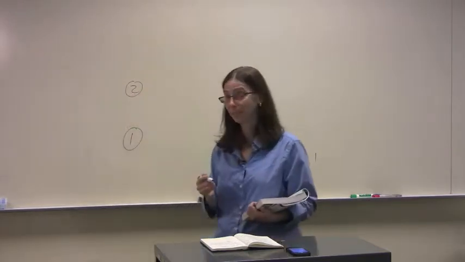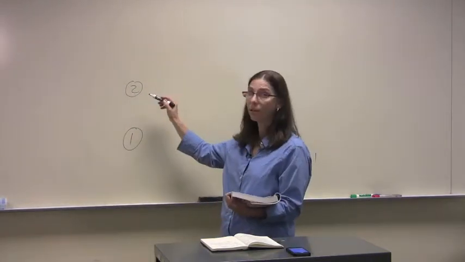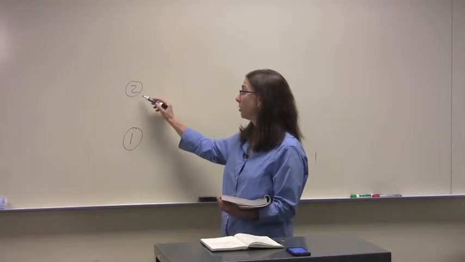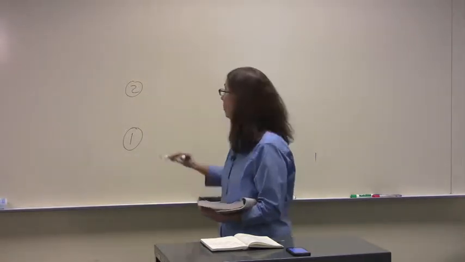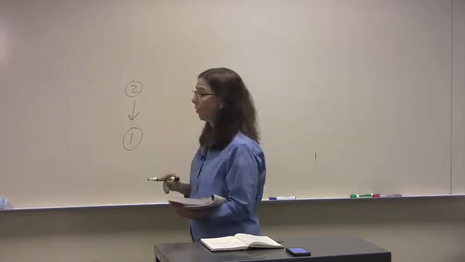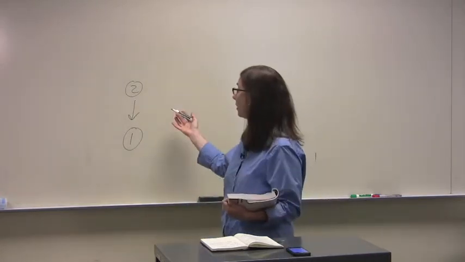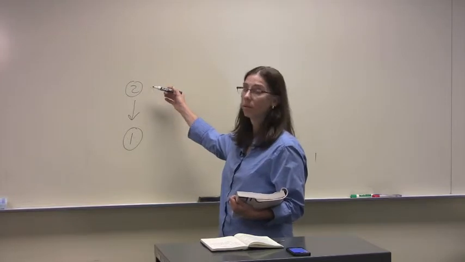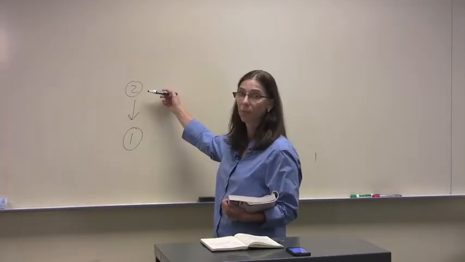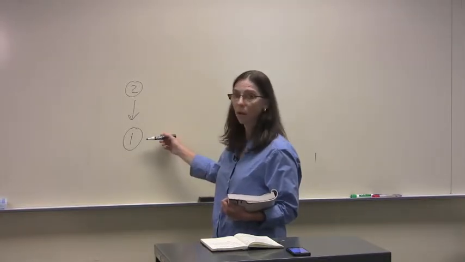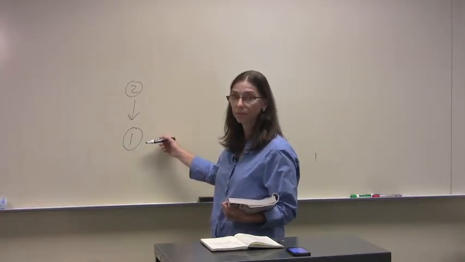And here's the key. When you have statement number 2 offered as a reason to believe or support for statement number 1 in a diagram, you put an arrow. And all that means is statement number 2 supports statement number 1. Statement number 2 is functioning as a premise. Statement number 1 is functioning as a conclusion.